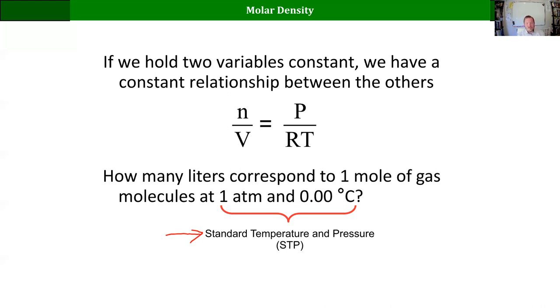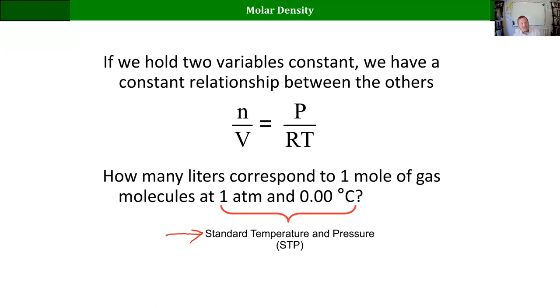And 0 Celsius was chosen as standard temperature because that's the average worldwide temperature over the course of the entire year. At least it used to be when they first defined this. Now it's about 1.5 to 2 degrees Celsius higher than that. But if you average the temperature for the entire planet for the entire year, you get about 0 Celsius.